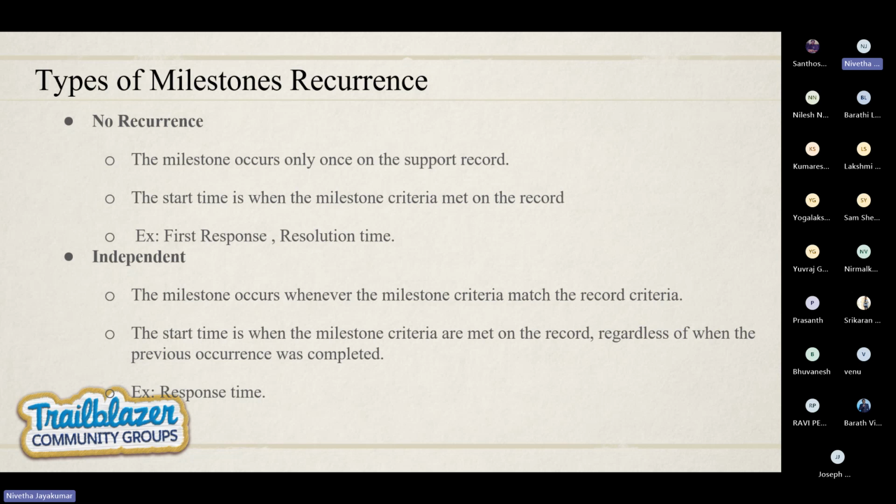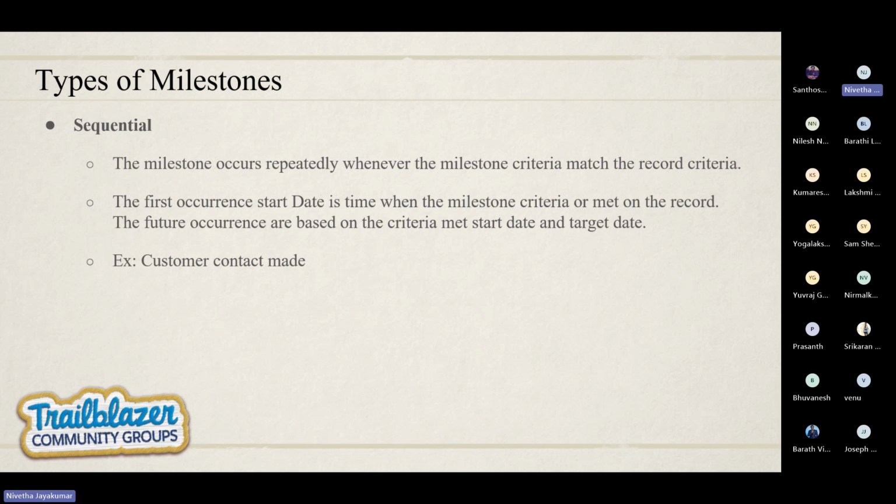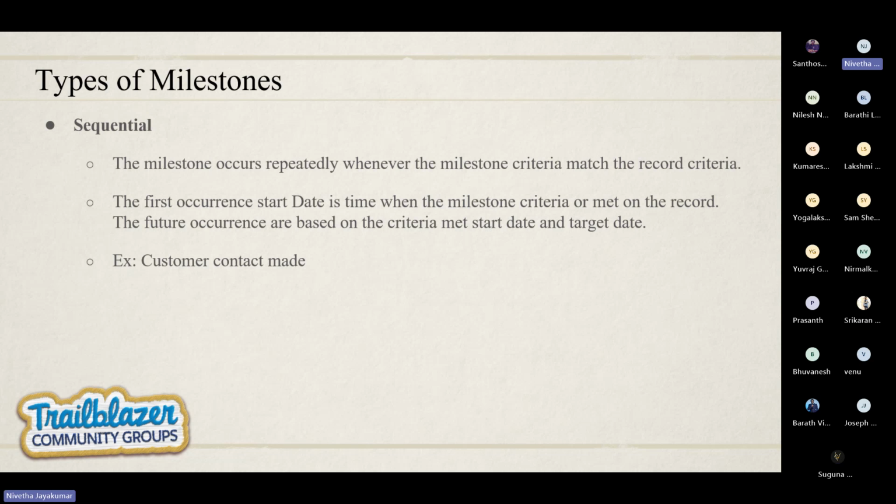Sequential milestone. A sequential milestone occurs repeatedly whenever the milestone criteria match the record criteria. The first occurrence start date is the time when the milestone criteria are met on the record. The future occurrences are based on the criteria met start date and end date. Only one occurrence of a sequentially recurring milestone can be active at a time. This type of milestone can be used in complex creation of data.